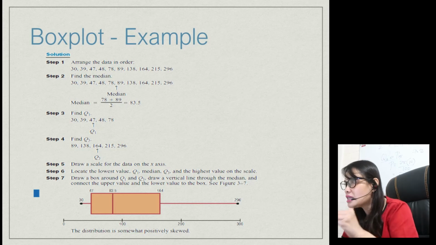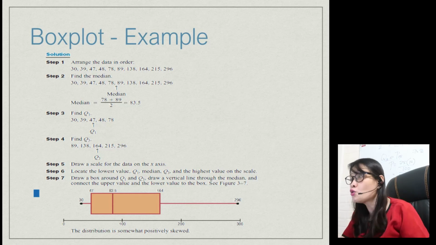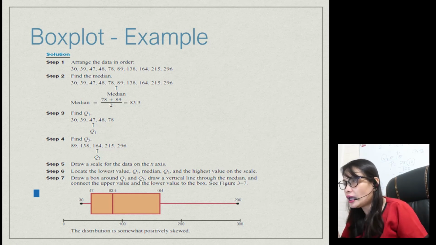Then find the median. Quartile 2 and median are the same. So for the median, determine the middle number. Since the given data is 10, which is even, there are 2 middle numbers, and that will be 78 and 89. So the median is 83.5.